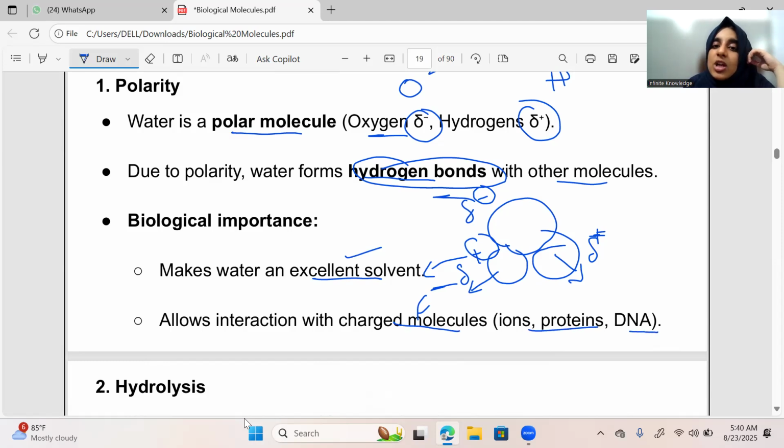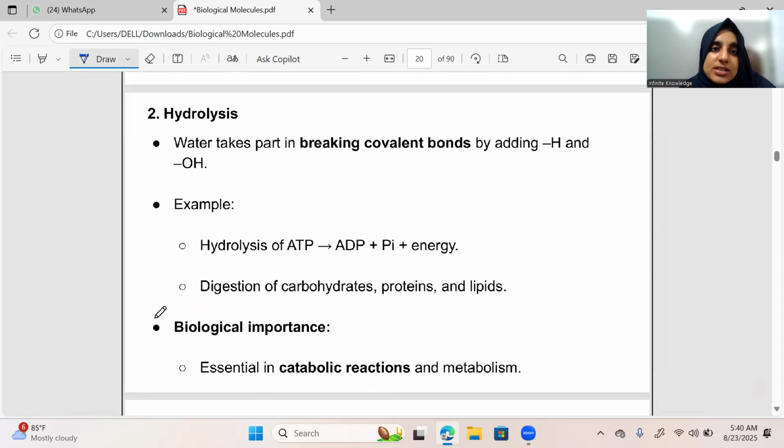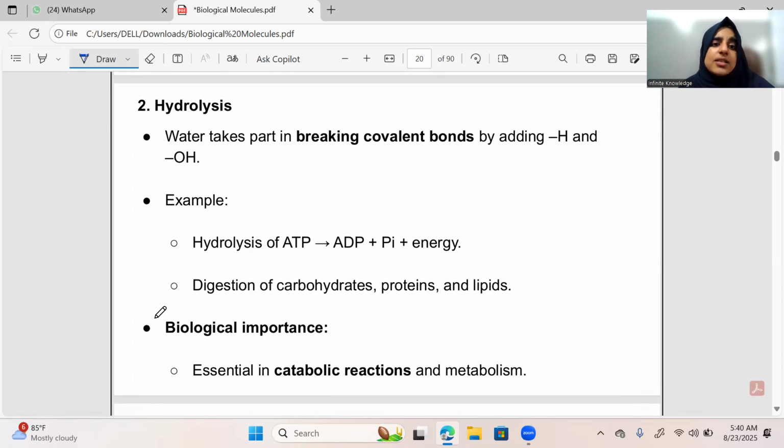Okay, so if the molecule is positively charged, still it will interact with this water molecule, and if the molecule is negatively charged, still it's going to interact with the water molecule. Okay, next we move on to hydrolysis. What is hydrolysis? Hydrolysis means breaking down of covalent bonds.